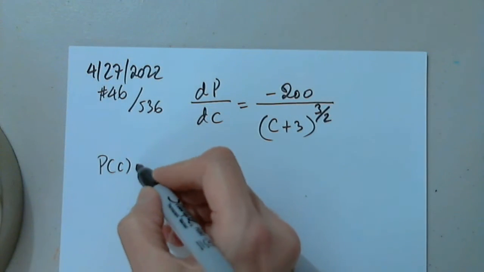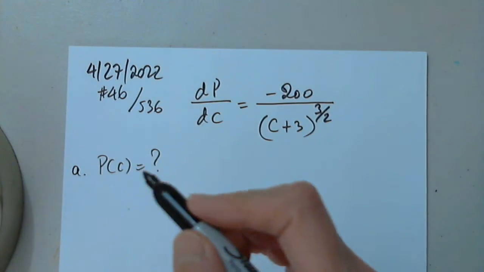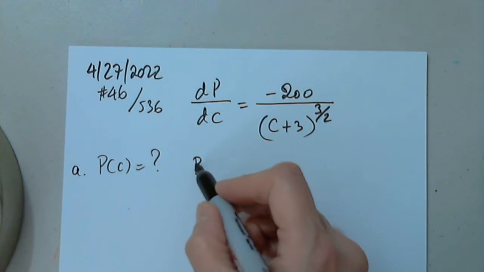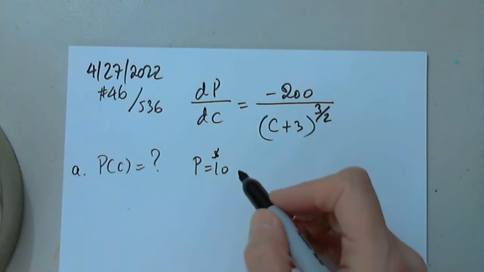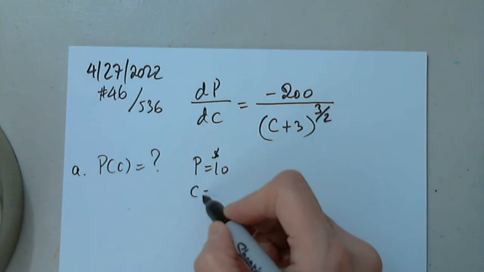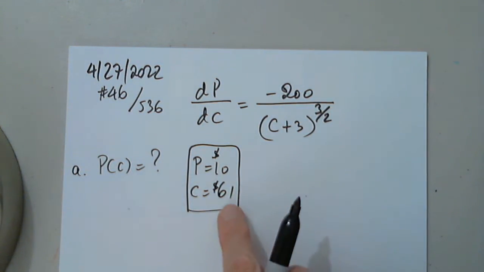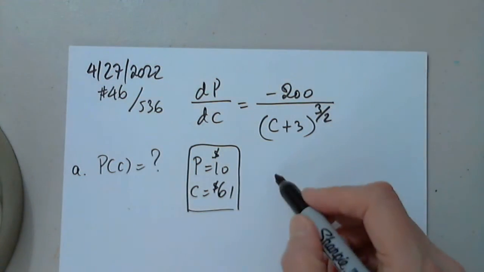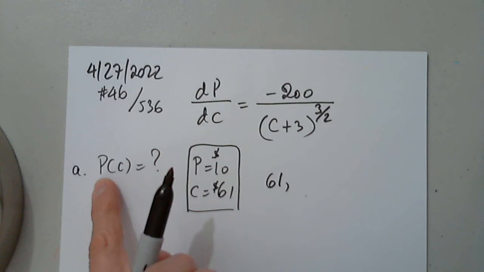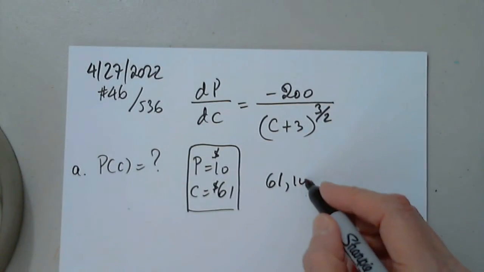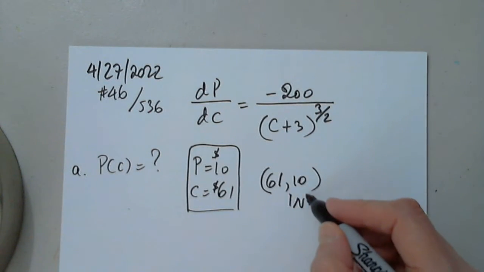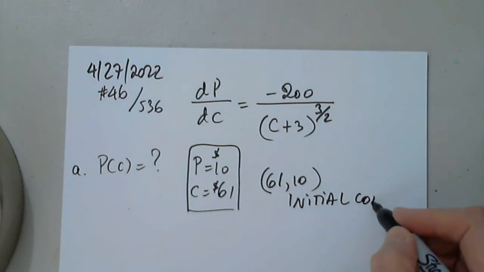Find the profit function. So the profit function is what we are asked to determine. And they say if P equals $10 when C equals 61. As we know, this is a point. C is first, 61, comma, the dependent variable, 10. So this is the initial condition.